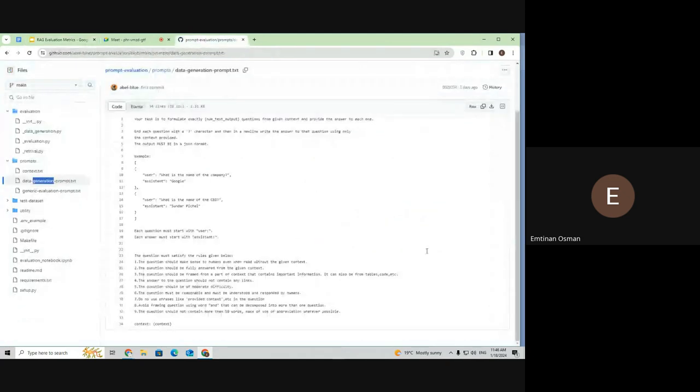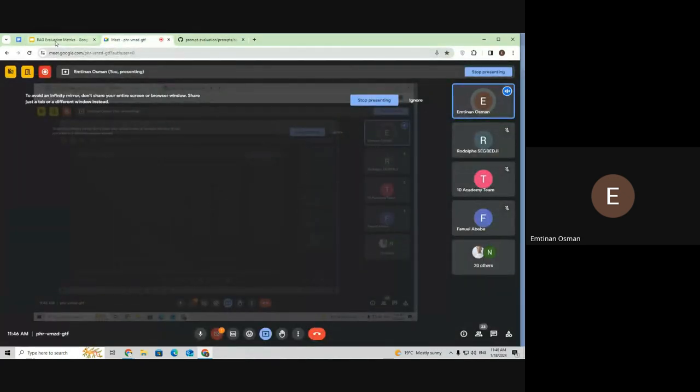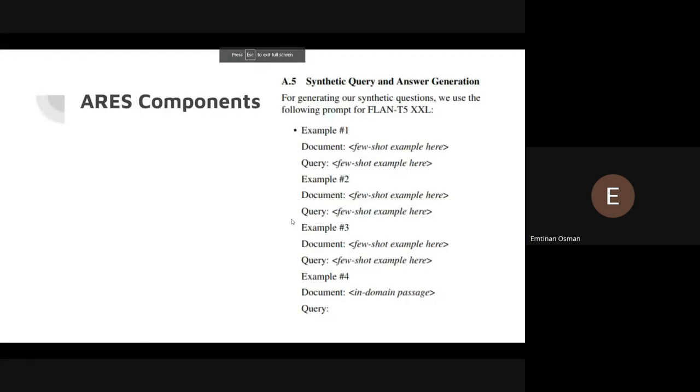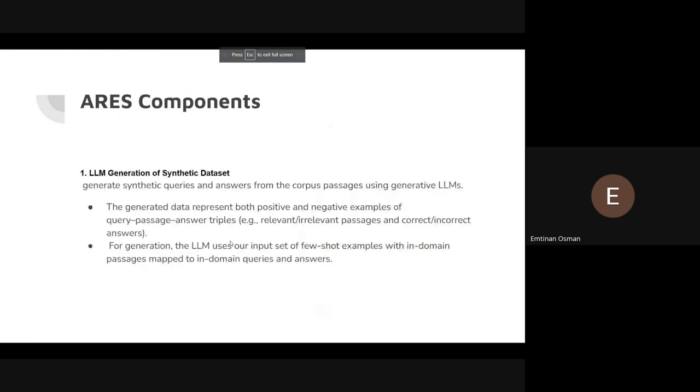So you see, these are differences, these are choices basically, and they will affect the performance of the evaluation system in the end. Or maybe the effect is not huge, but anyway. So this is the first part.